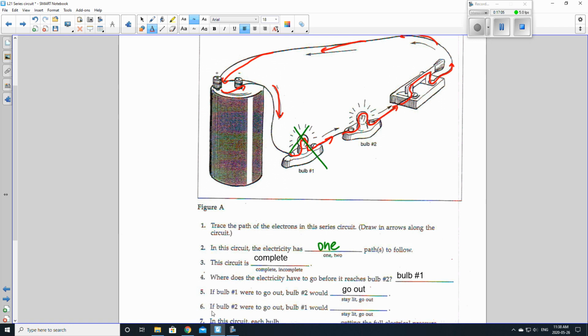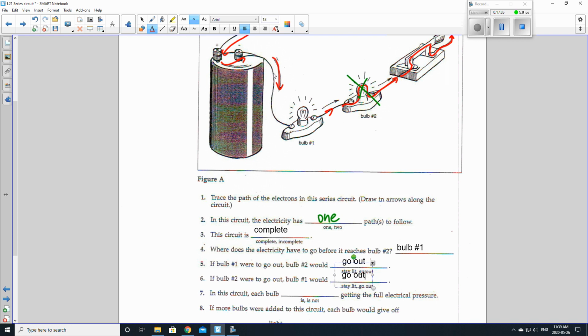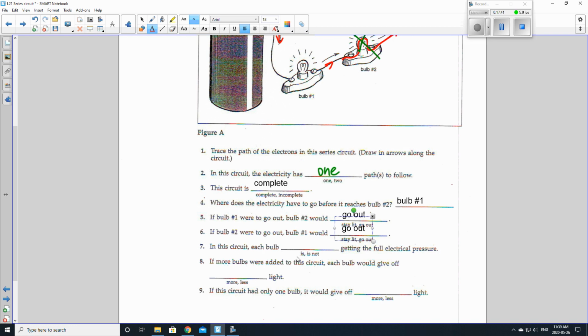Okay, now if bulb number 2 were to go out, so let's try that one next. If bulb number 2 were to go out instead, bulb number 1 would also go out. If there's a break here, it doesn't matter if bulb number 1 is before bulb number 2, it acts like a switch. It doesn't matter where the switch is, it would also go out. Okay, that's a little bit tricky, right? Because it looks like the electricity goes through bulb number 1 first, so maybe the electricity would get there, but that's not the case. In this circuit, each bulb is not getting the full electrical pressure.